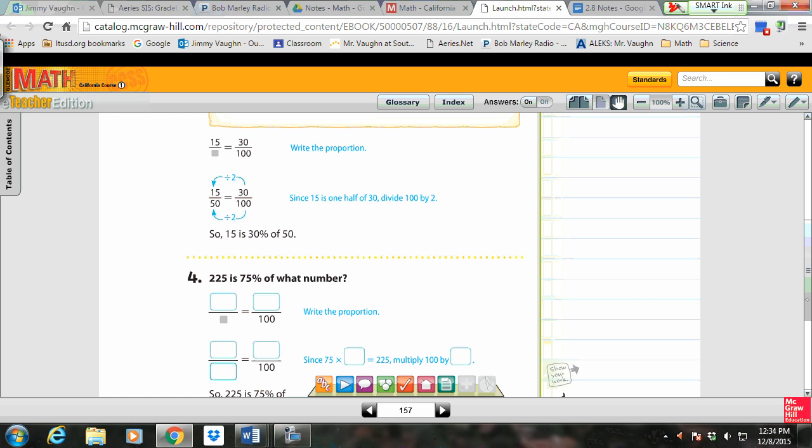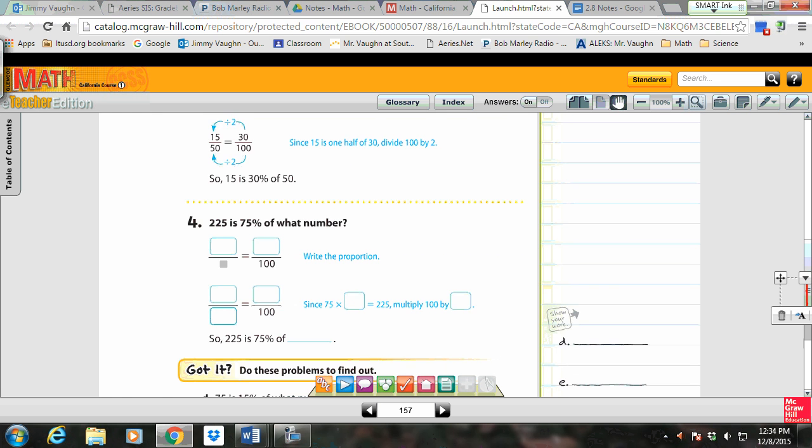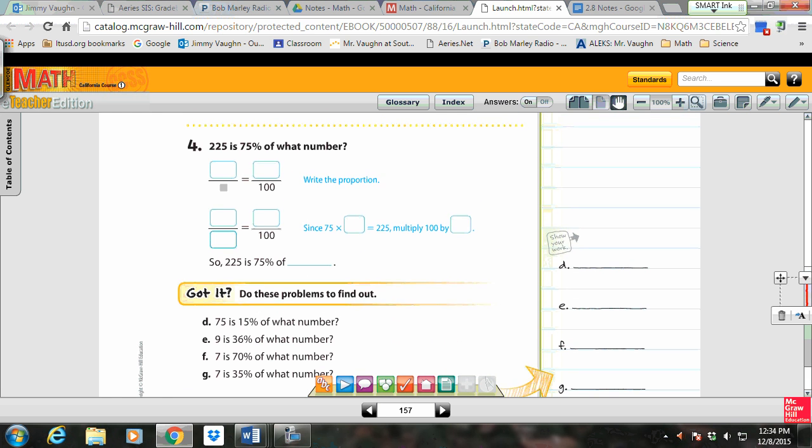Let's look at another one. Okay, so 225 is 75% of what number? Again, 225 is the part. We don't know how much it is originally. So 225 is 75% of what number?